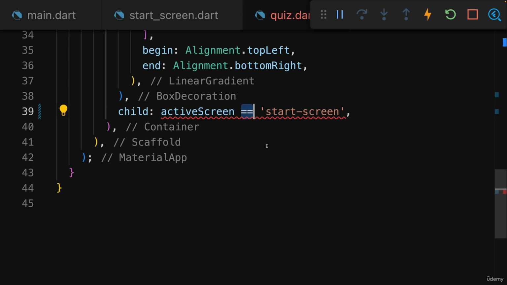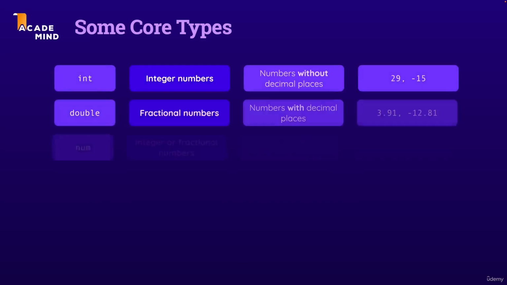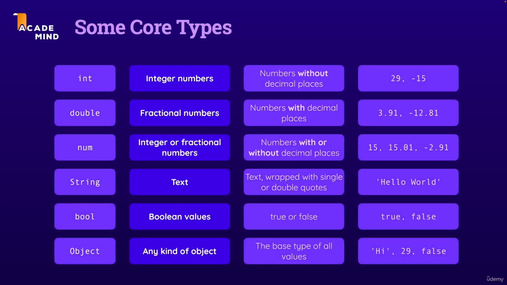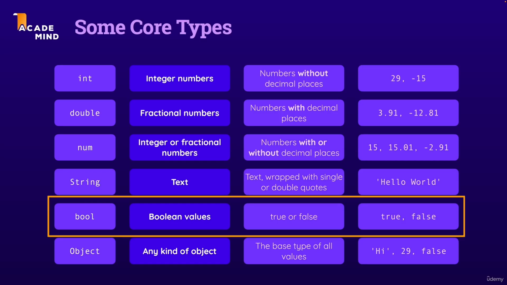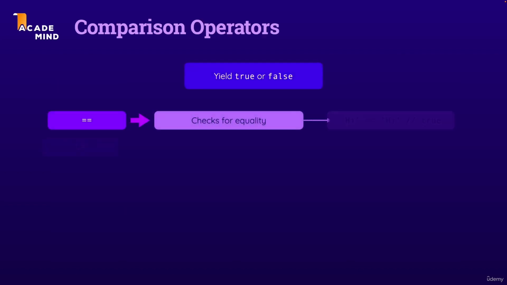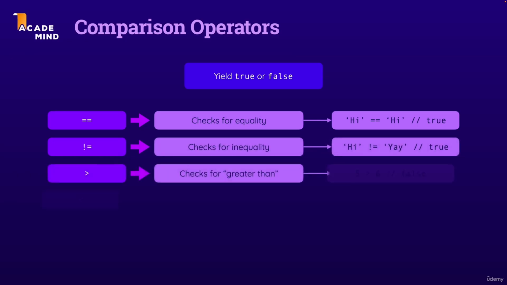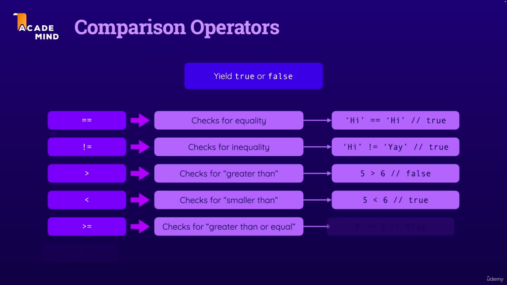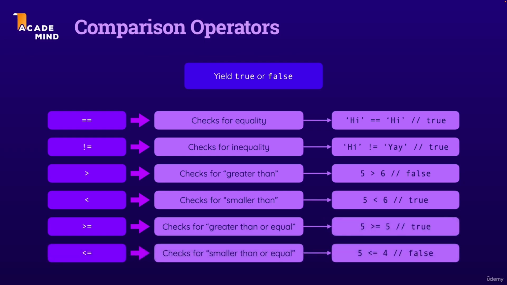This operator will yield true as a value for this overall code if active screen is equal to start screen, and otherwise it yields false. And maybe you remember this slide from the previous course section where I did mention these Boolean values already. It's a special kind of value which is supported by Dart and basically all other programming languages out there in the world, which is either true or false. And this bool type exists almost entirely just for the single reason that often in your code you need to compare values and you must find out whether a certain condition is met, true, or not met, false.